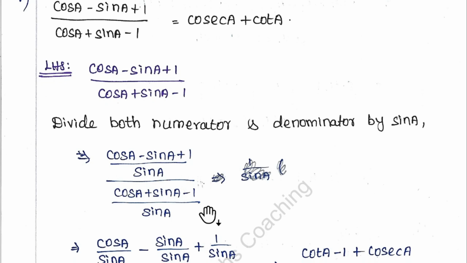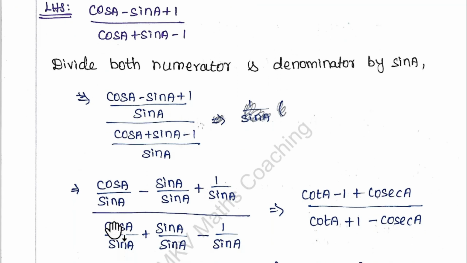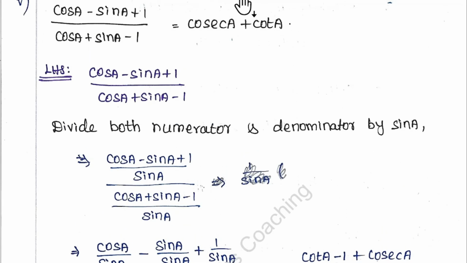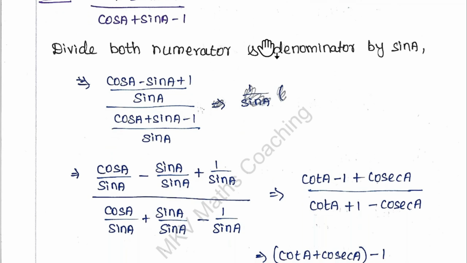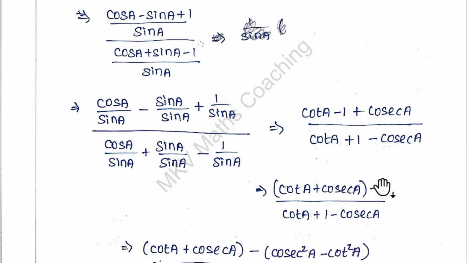So divide both numerator and denominator by sine A, and divide each term: cos by sine minus sine by sine plus 1 by sine, divided by cos by sine plus sine by sine minus 1 by sine. So what is cos by sine? This is cot. Sine by sine will be 1. 1 by sine is cosecant, and in the denominator cot plus 1 minus cosecant. So I am changing every cos and sine in terms of cosecant and cot A, and for that I am dividing numerator and denominator by sine. Okay, so I am just grouping cot plus cosecant minus 1 here, keeping the minus 1 here, and cot plus 1 minus cosecant A in the denominator, I am keeping it as it is.